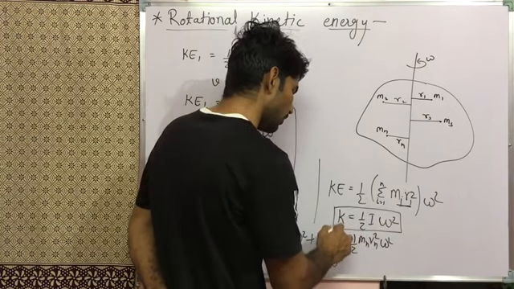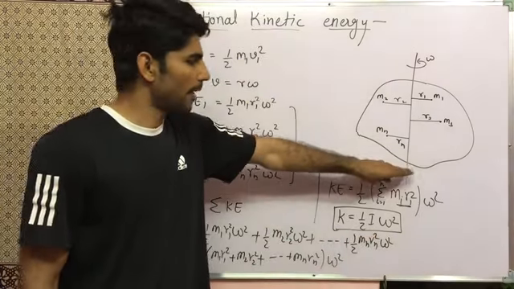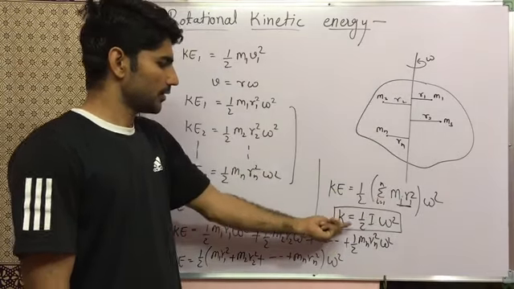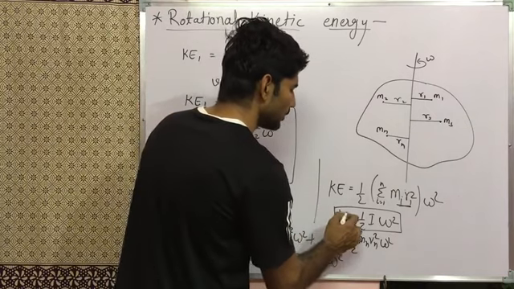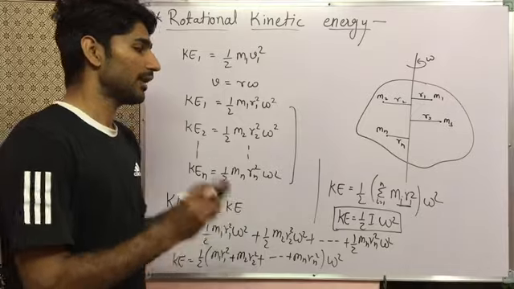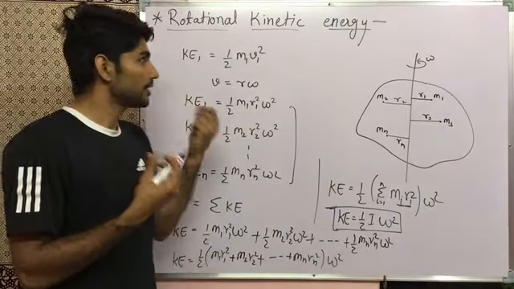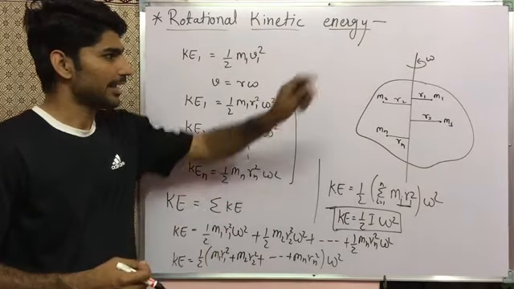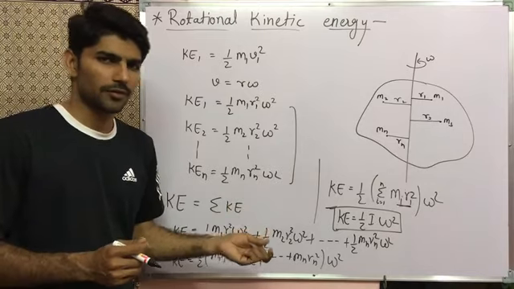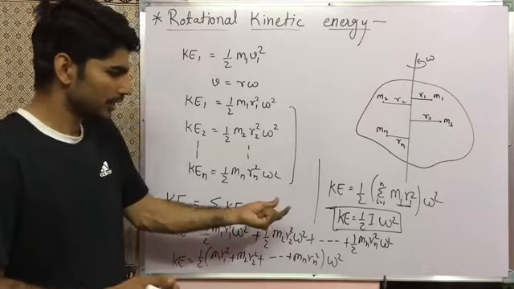Half I omega square. I is the moment of inertia of this body about this axis and omega is the angular velocity of this body. So the kinetic energy for this body about this axis will be half I omega square. This is the formula of kinetic energy for any kind of rigid body rotating about any axis at angular velocity omega: half I omega square, where omega is the angular velocity and I is the moment of inertia about the axis of rotation.